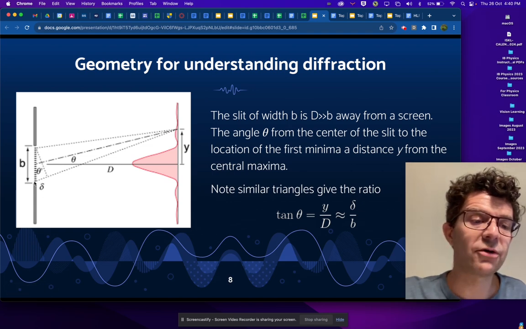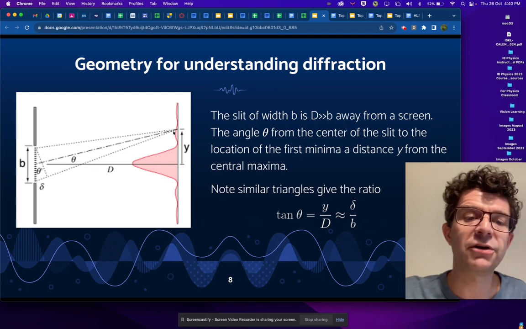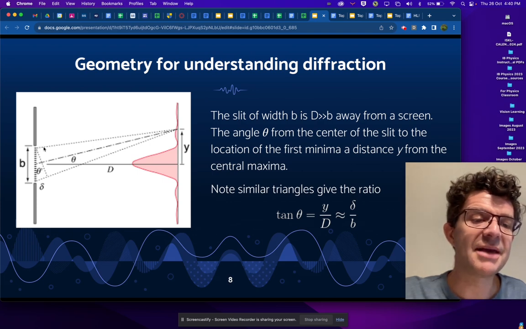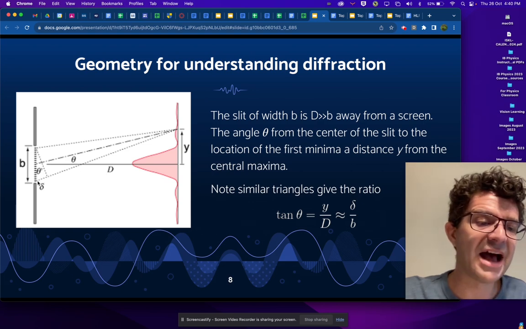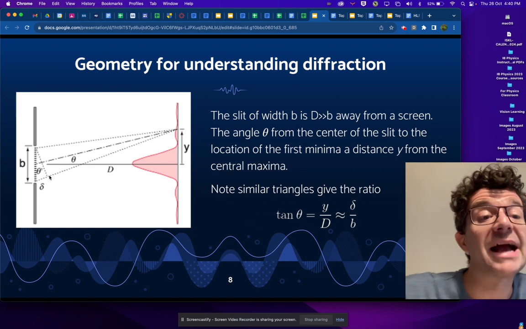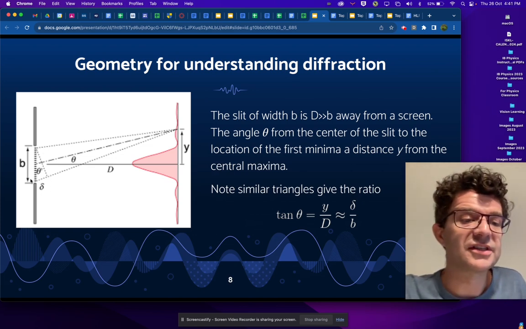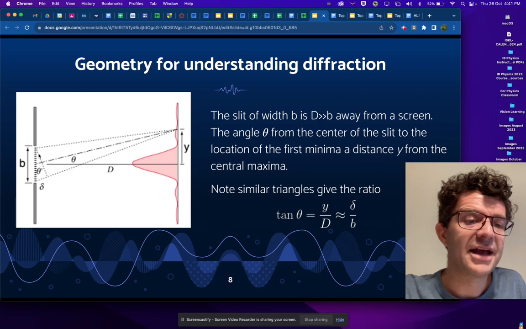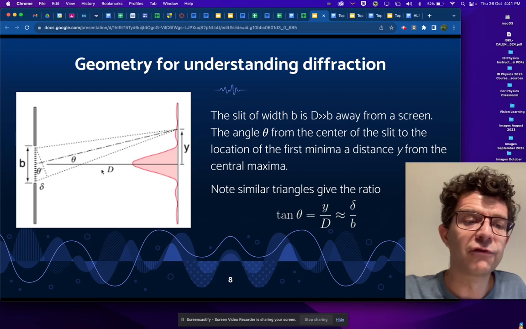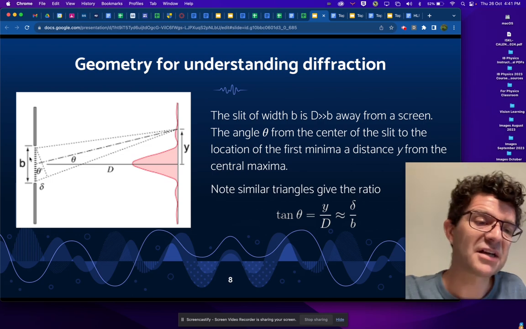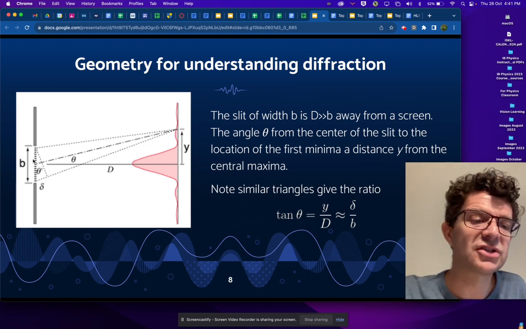And so that triangle here shows delta as the path length difference from the bottom of the slit, which has to go a little bit further than the light from the top of the slit. You might imagine these to be maybe, say, the maxima. So maybe this is like 46 maxima, and here you have like 52 maxima or something like that, right? So there's a similar triangle here. This angle theta and this angle theta are the same, which means that y over d, that ratio, is the same as delta over b, approximately, as long as the angle is quite small.